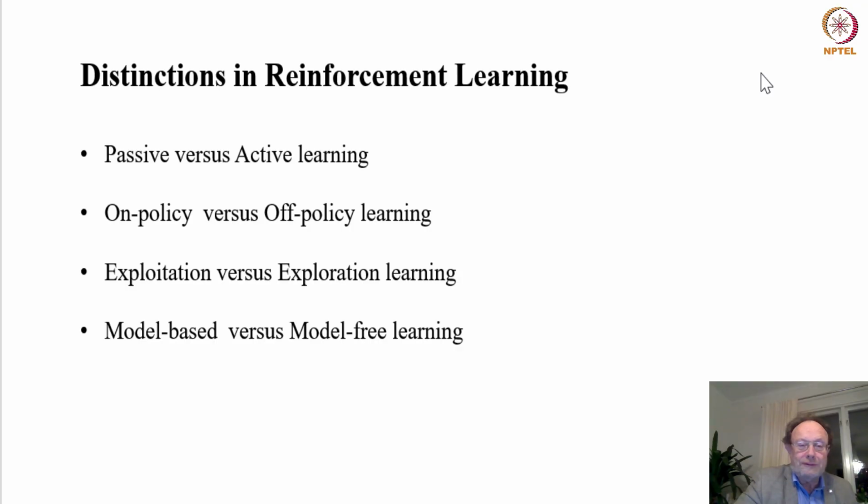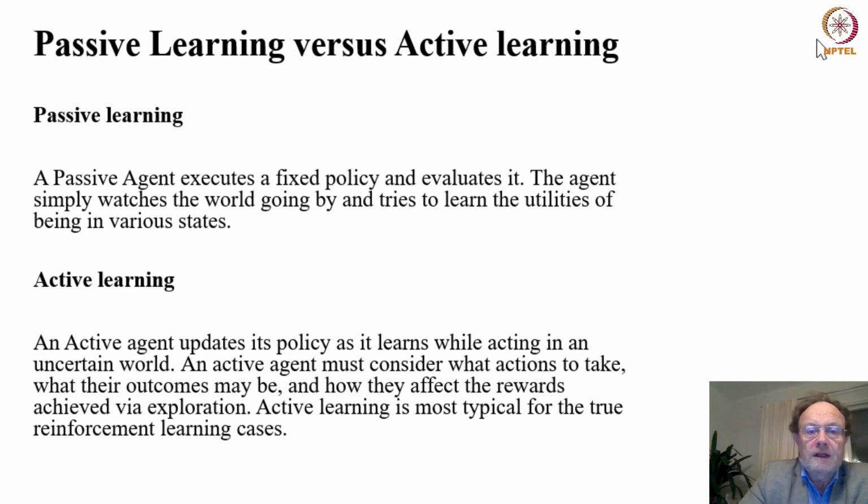And the third aspect is exploitation versus exploration strategies. And the fourth aspect is model-based versus model-free reinforcement learning methods. The first two distinctions are rather much related. So let's start with the first, which is the distinction between passive learning and active learning.